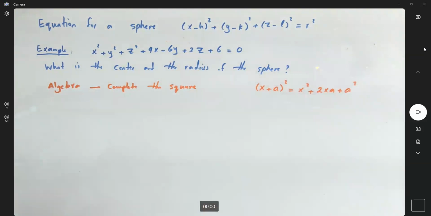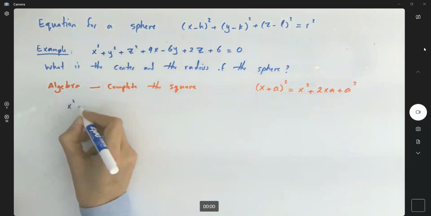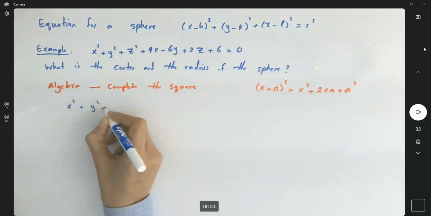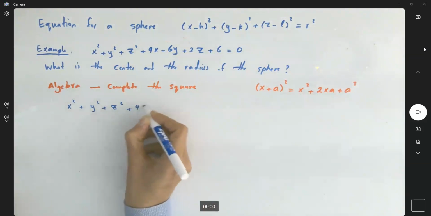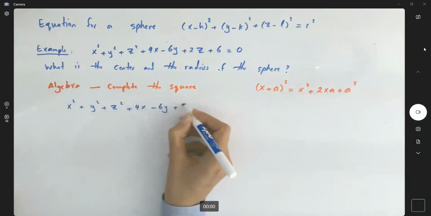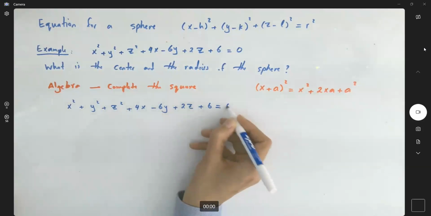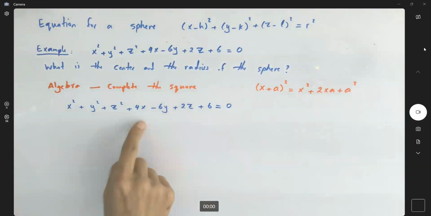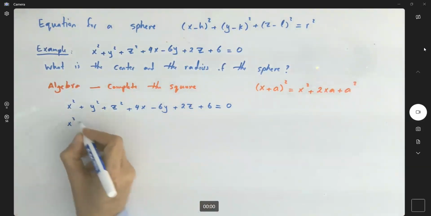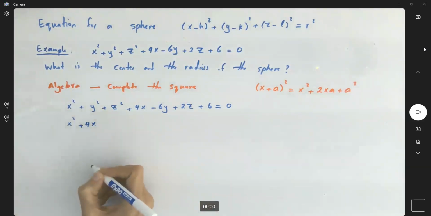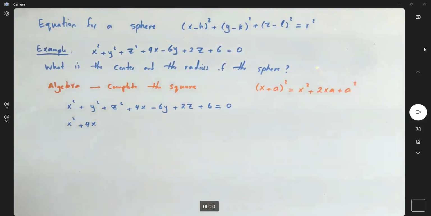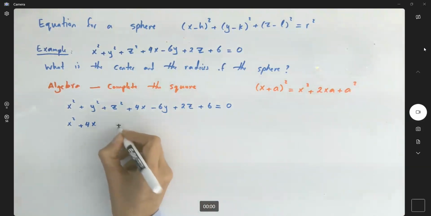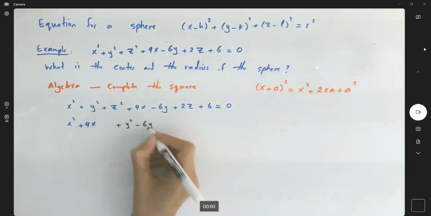So let us take a look at this equation. You have x squared plus y squared plus z squared plus 4x minus 6y plus 2z plus 6 equal to 0. Write all x terms next to each other. So far we have x squared plus 4x. Write down all y terms next to each other. So let me use a different color. Plus y squared minus 6y.